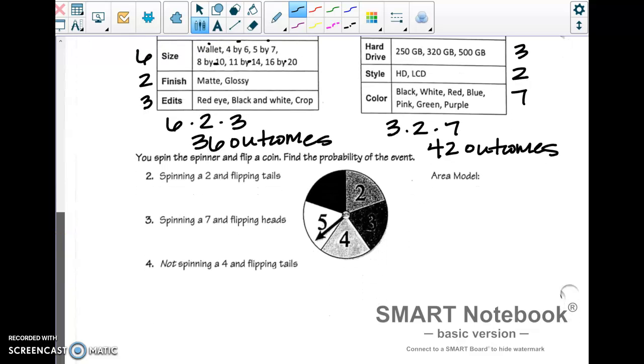Okay. For this next one, you're spinning this spinner. That's a 1, I believe. 1, 2, 3, 4, 5. And then you're also flipping a coin. Obviously, you know a coin has heads or tails. So over here, draw the area model for that, and then find the probability of each of these things. So go ahead and pause the video while you answer 2, 3, and 4.